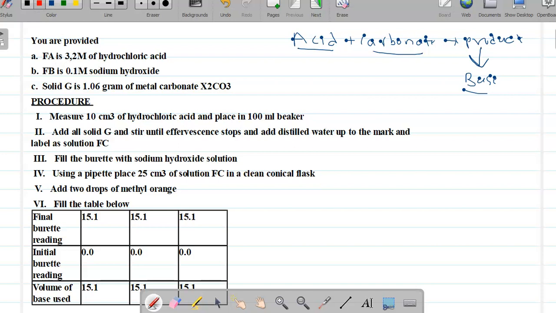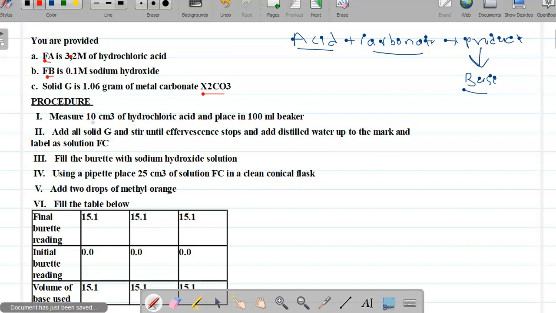you are provided with FA, which is 3.2 molar hydrochloric acid. FB is 0.1 molar sodium hydroxide. Then we have solid G, which is 1.06 gram of metal X carbonate. We don't know the value of X, but X is a metal because it is receiving a valence of 2 from the carbonate radical. Which metal is it? Is it sodium? Is it potassium? Is it lithium? We don't know. So we have a procedure here.